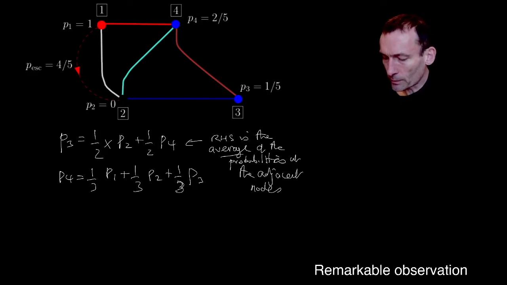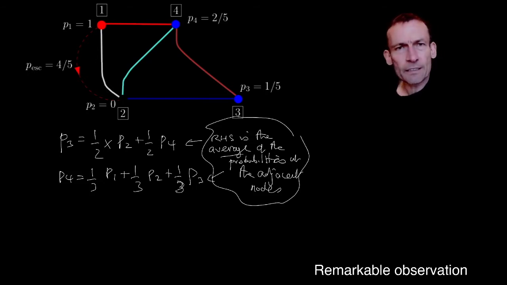And then P4 is connected to 3 nodes, 1, 2, and 3, and P4 is a third of P1 plus P2 plus P3. So in both cases, I'm seeing that the probabilities at each node seem to obey some kind of averaging condition, that the probability at each node is the average of the probabilities at the adjacent nodes.